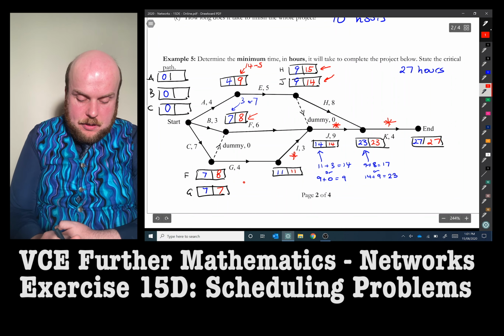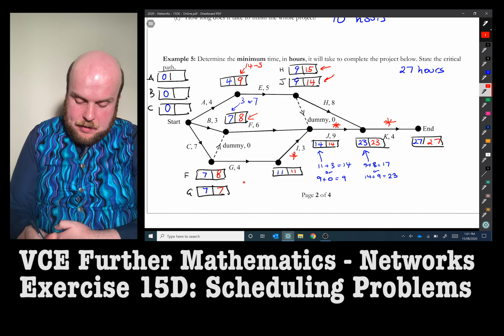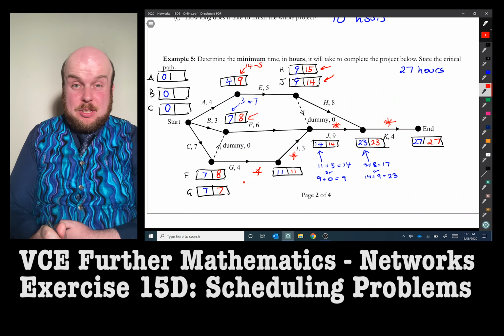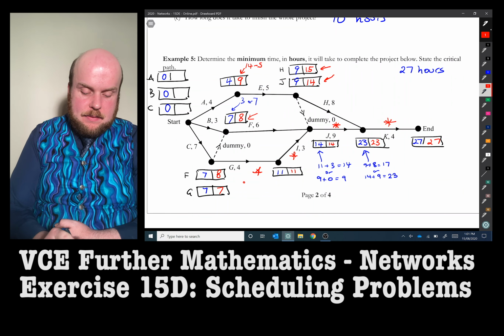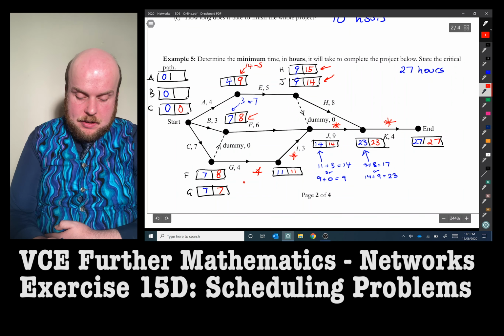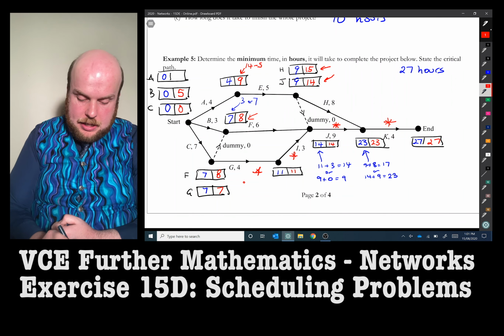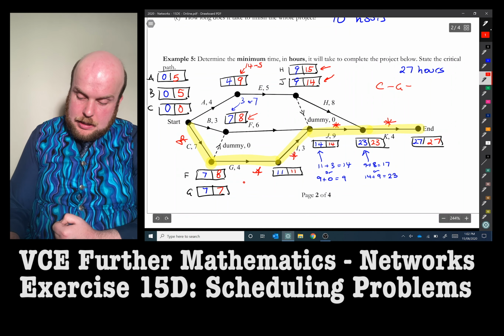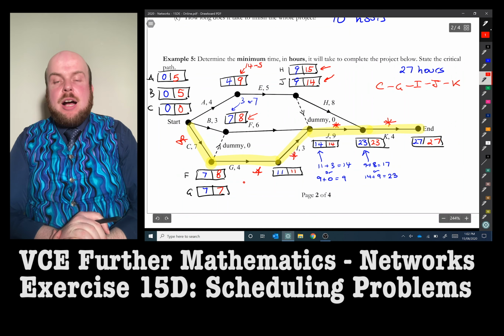And so therefore from C, and actually we should indicate that that was critical as well. From C, the smallest number out of 8 or 7 is going to be 7. So 7 take away 7 is going to be 0. From B, 8 take away 3 is 5. And for activity A, 9 take away 4 is also going to be 5. So our critical path is C, G, I, J, K.